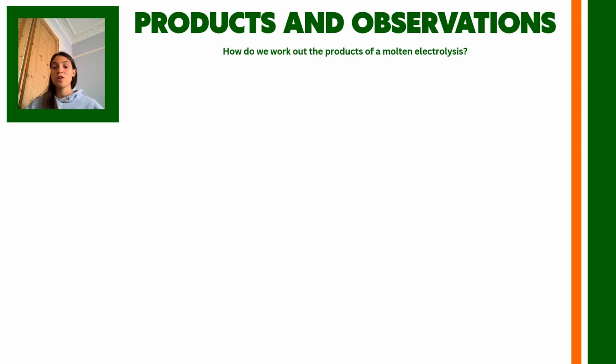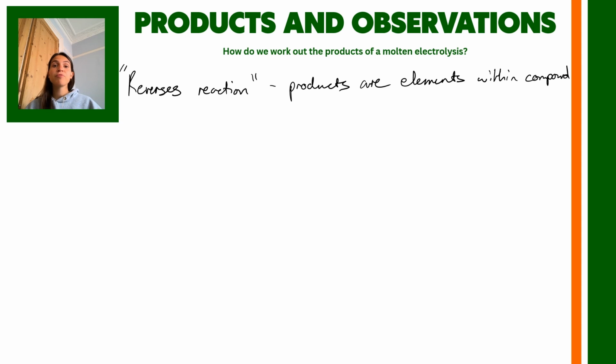How do we work out the products of molten electrolysis? Well, you can think of molten electrolysis as a little bit like a reverse reaction, in a sense that the products that you get from doing it are those elements that made up your ionic compound in the first place. So for example, if your compound was lead bromide, then the two products you would get from this molten electrolysis would be the lead and the bromine that were the elements in the first place that we used to make this compound of lead bromide.